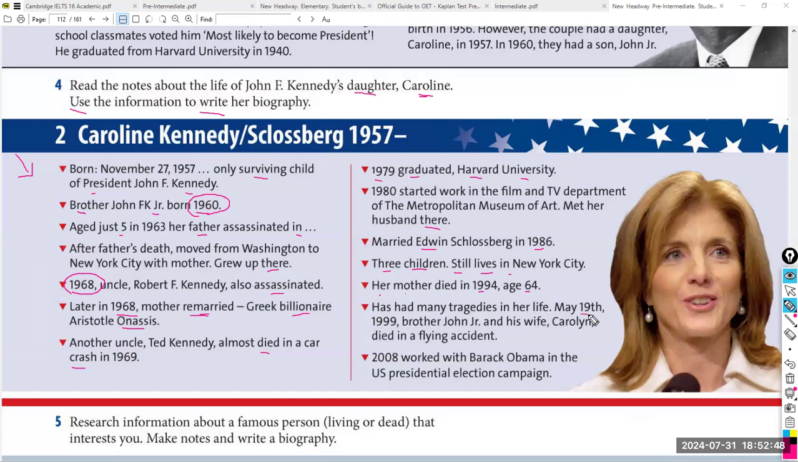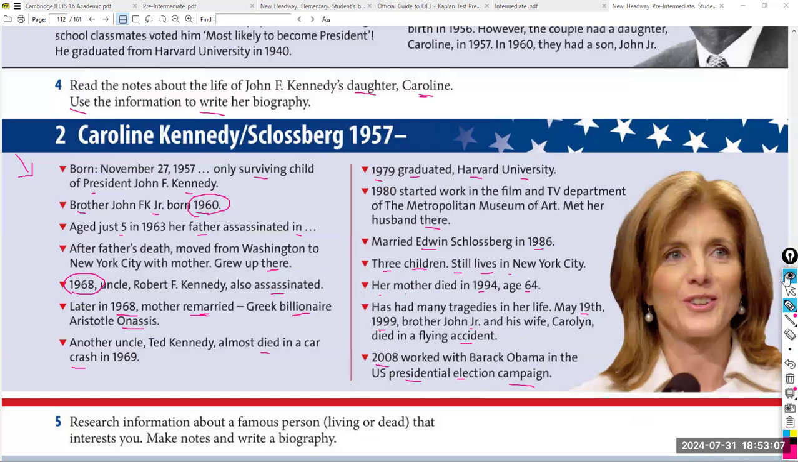May the 19th, 1999, a brother Joe Jr. and his wife Carolyn died in a flying accident. Finally, in this date, which is 2008, worked with Barack Obama in the US presidential election campaign.